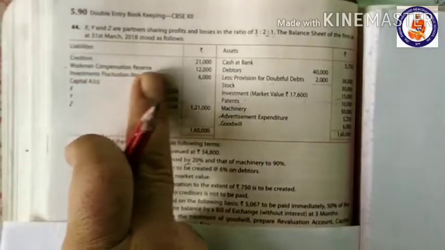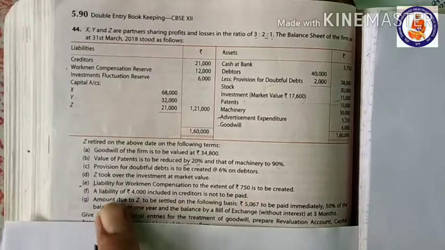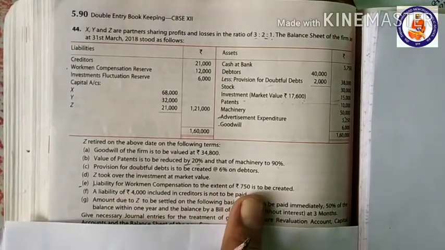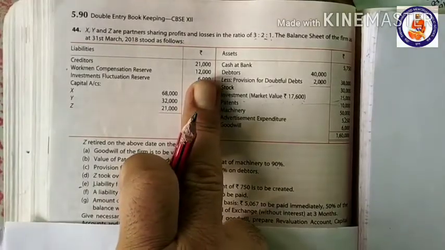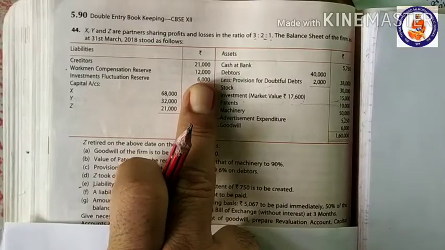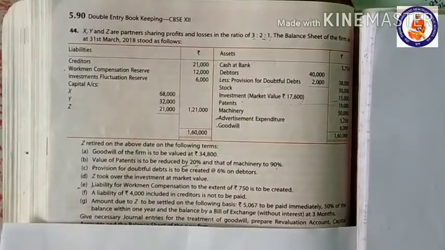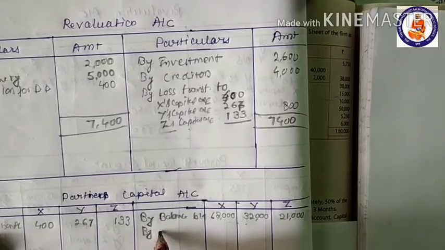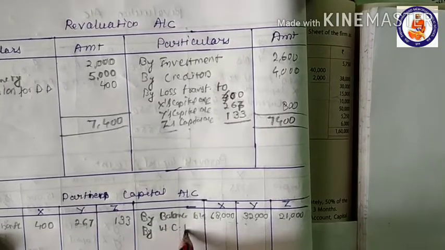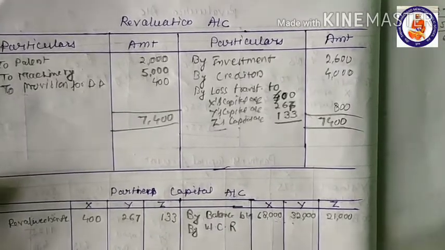Then come here, workman compensation reserve 12,000. Against it there is a liability of 750. The remaining amount will be distributed among the partners. When 750 is deducted from this, it comes to 11,250, which will be distributed among the 3 partners in the 3:1 ratio. So here we will show it by workman compensation reserve, and it comes 3:1.